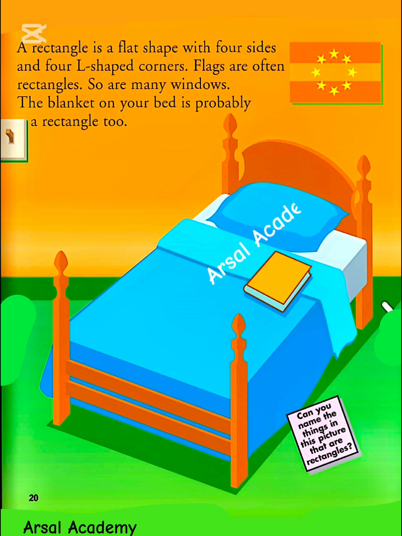A rectangle is a flat shape with 4 sides and 4 L-shaped corners. Flags are often rectangles, so are many windows. The blanket on your bed is probably a rectangle too. Can you name the things in this picture that are rectangles?